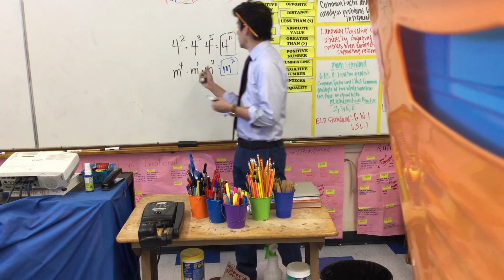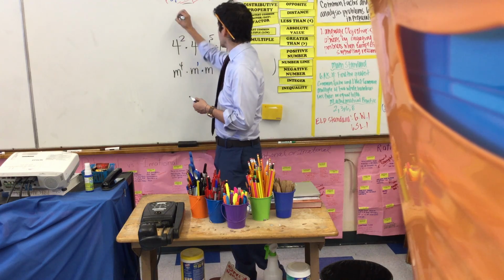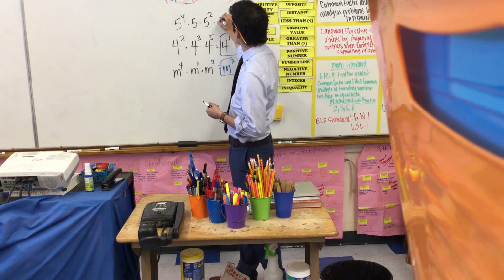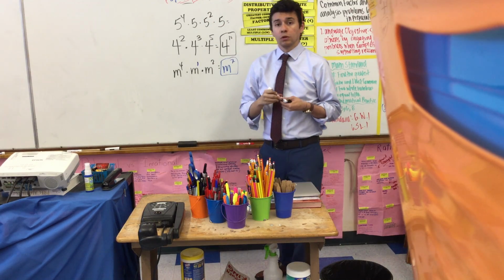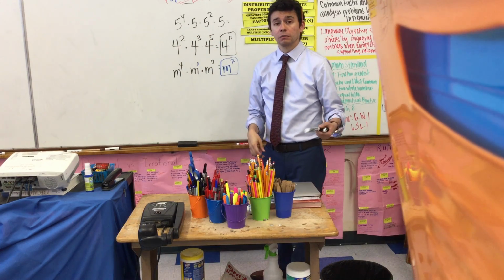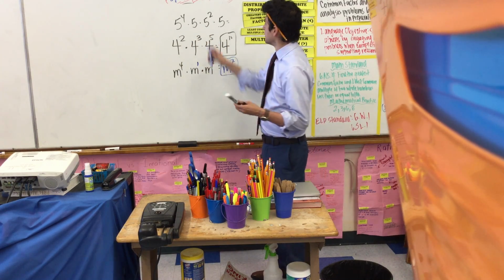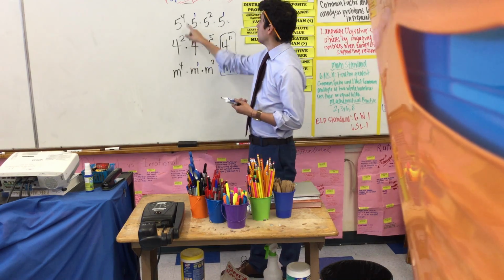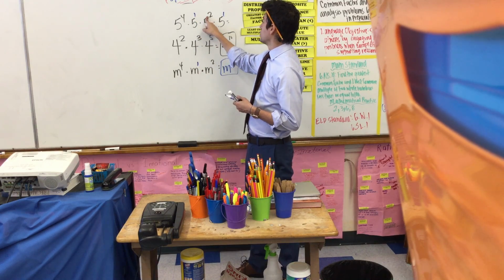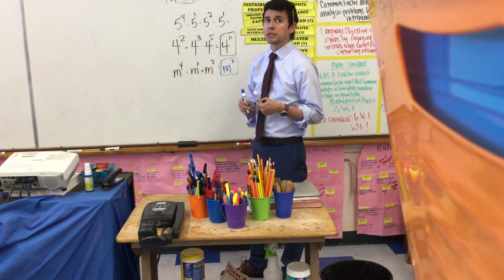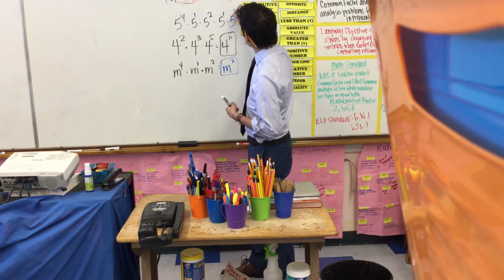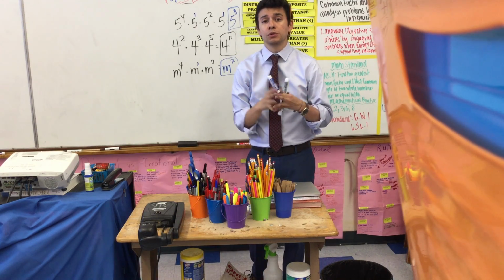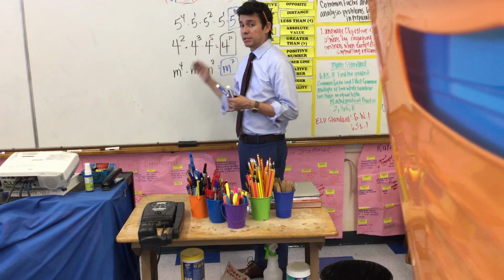Let's do one more. Over here. 5 to the 4th times 5 to the 2nd times 5. Well, are the bases the same? They are. So what can you do? Add the exponents. Notice that these 5s don't have an exponent, so I'm going to put a 1, 1. So here we go. 4 plus 1 is 5. 5 plus 2 is 7. 7 plus 1 is 8. So it's 5 to the 8th power. And you're done. Once again, in order for you to use this rule, the bases need to be the same.